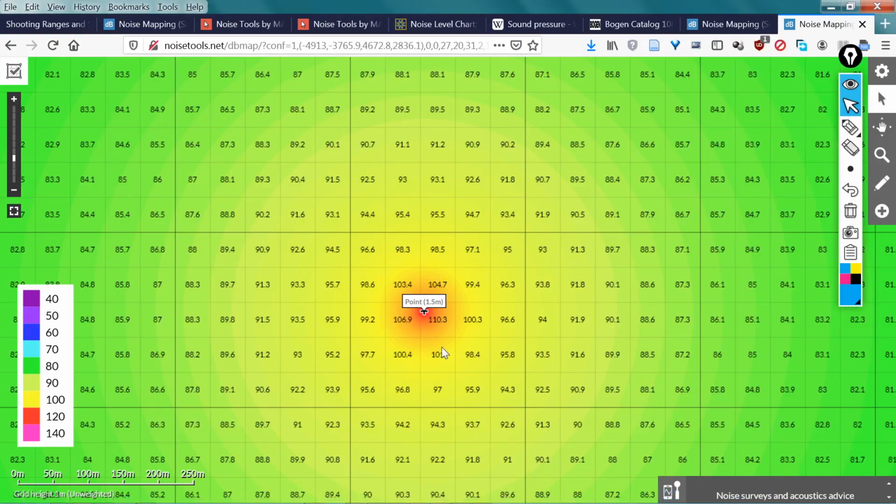Tonight I'd like to introduce you to a little site. It's on the web, and it's called noisetools.net. And there's a couple of different tools there that might be useful to you. Tonight I'm going to use this heat map, so to speak, or noise map as they call it, to give you a visual demonstration of how sound degrades or is affected by the environment.